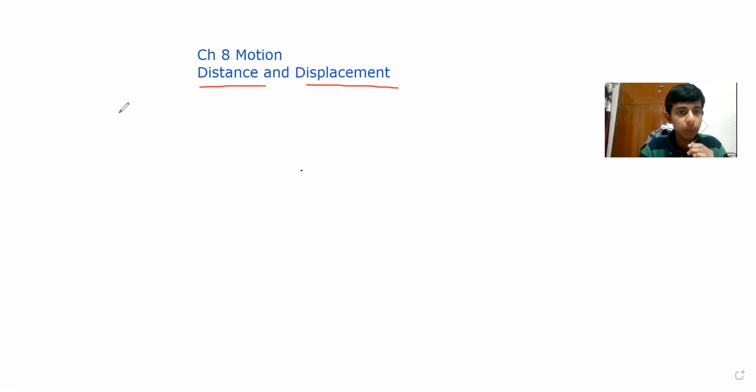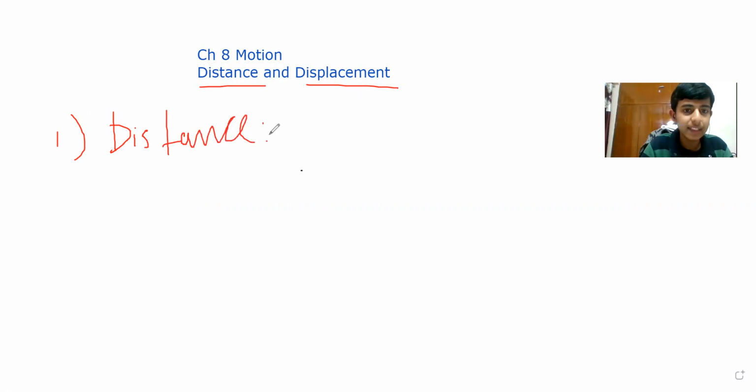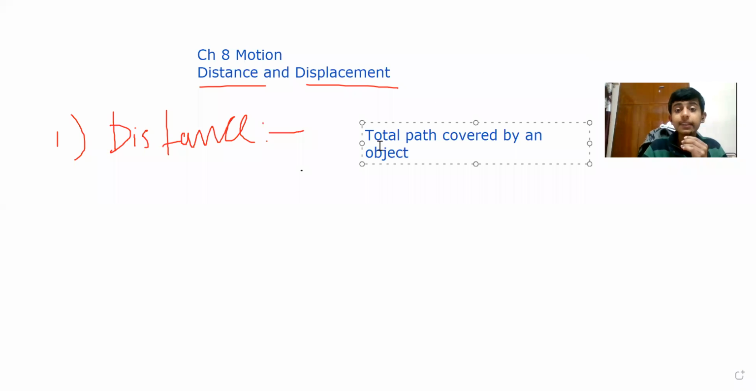So first let's see what we mean by distance. Basically, distance is the total path covered by an object. What will I say? Distance is the total path. So distance is the total path covered by an object, by any object.